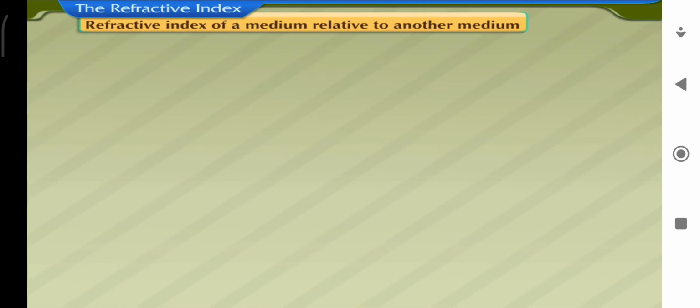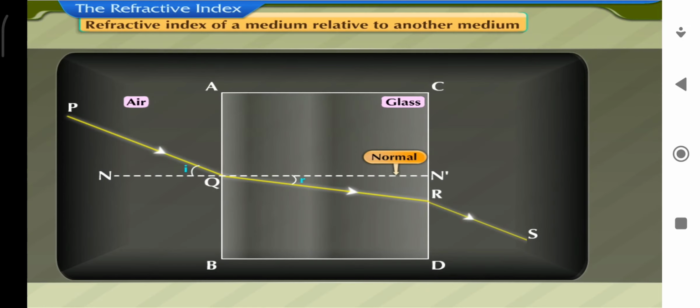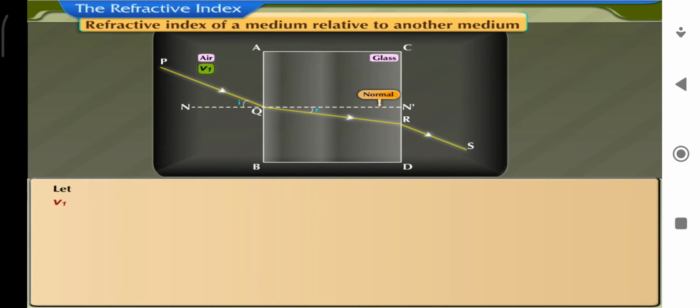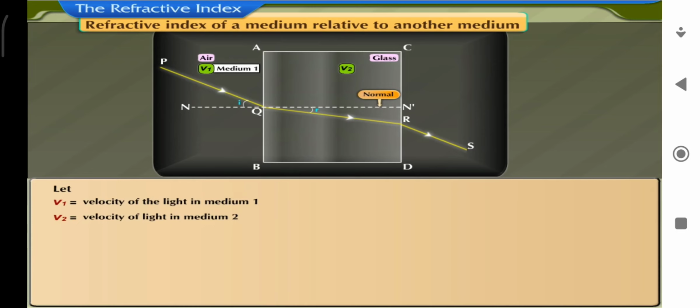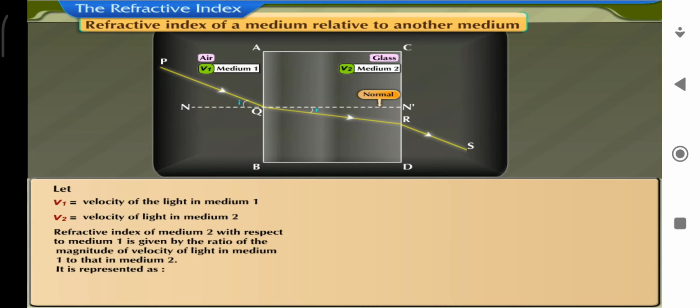Refractive index of a medium relative to another medium. The refractive index depends upon the relative speed of propagation of light in different media. Let v1 be the velocity of the light in medium 1 and v2 be the velocity in medium 2. Therefore, the refractive index of medium 2 with respect to medium 1 is given by the ratio of the magnitude of velocity of light in medium 1 to that in medium 2.